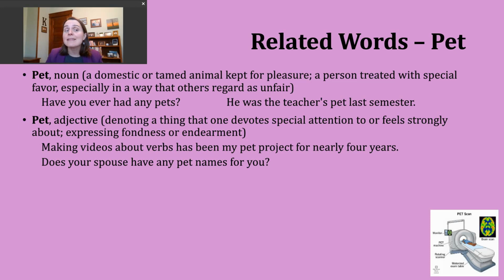Now, a second way the adjective pet can be used is just really to refer to expressing some kind of fondness, endearment. With this, you might think of love. So an example of this adjective in a sentence might be, does your spouse have any pet names for you? Right? So this would be something other than your given name, but they're using it in a sort of loving way to kind of call you or get your attention with that particular name.